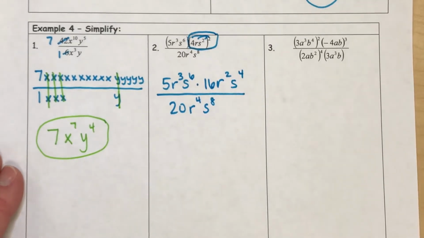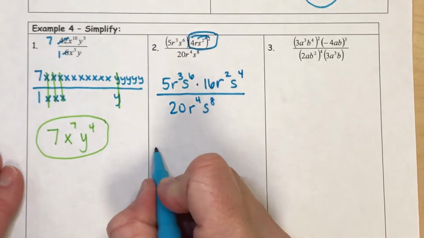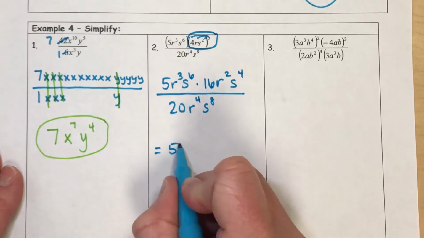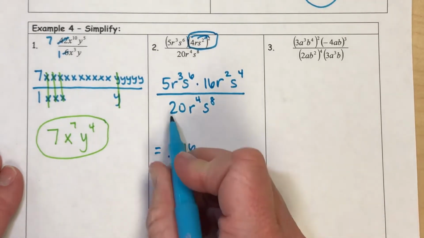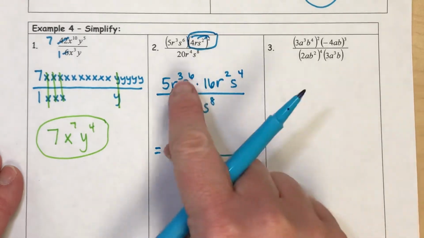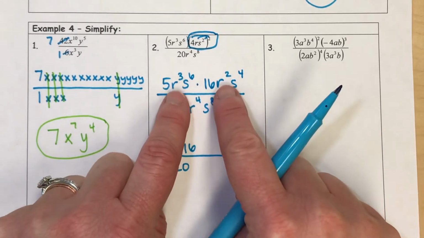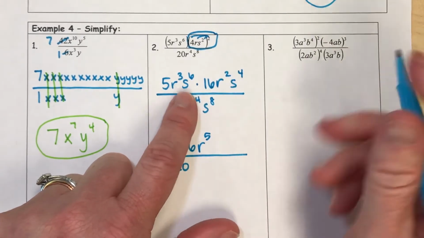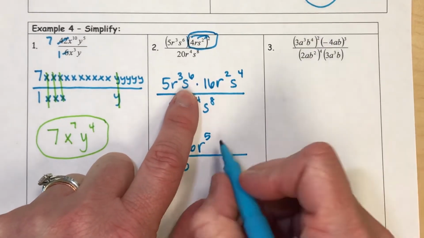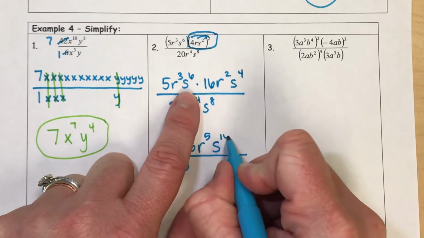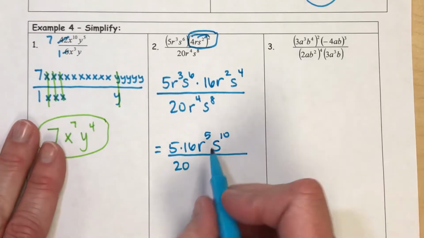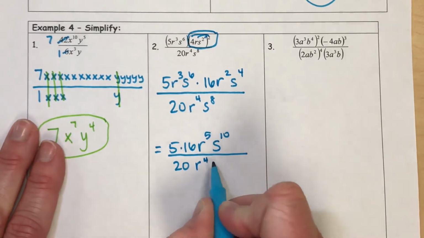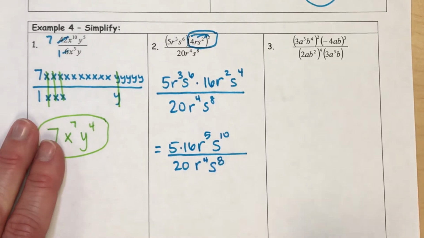Now I'm going to just kind of rearrange the top, and I'm going to put some things together here. 5 times my 16 I want in front because I want to do some canceling with that 20. Now if I have r squared and r to the 3rd, the total amount of r's I have in the numerator is 5. S to the 6 here, s to the 4th here, the total amount of s's I have on the top is 10. And now I just kind of simplified this a little bit for us, so now we can really compare.